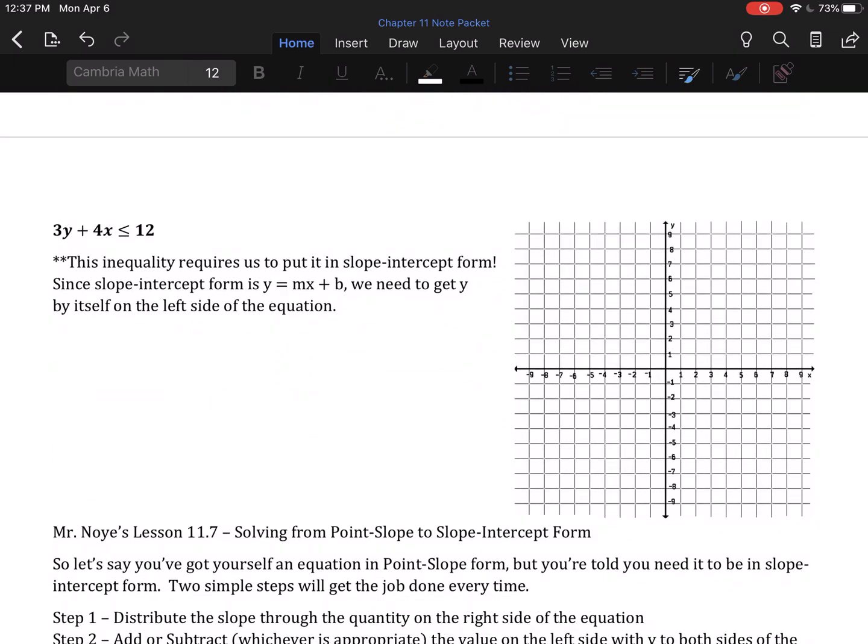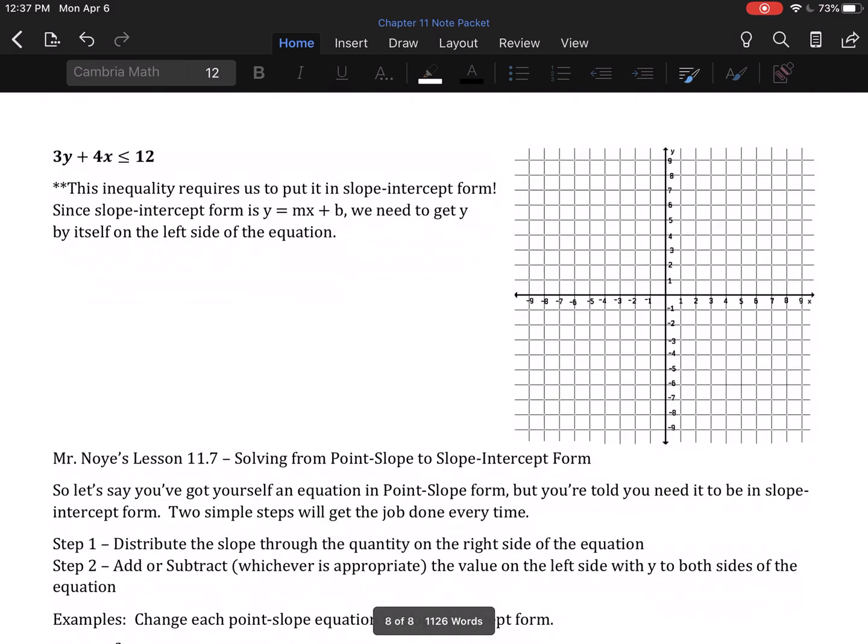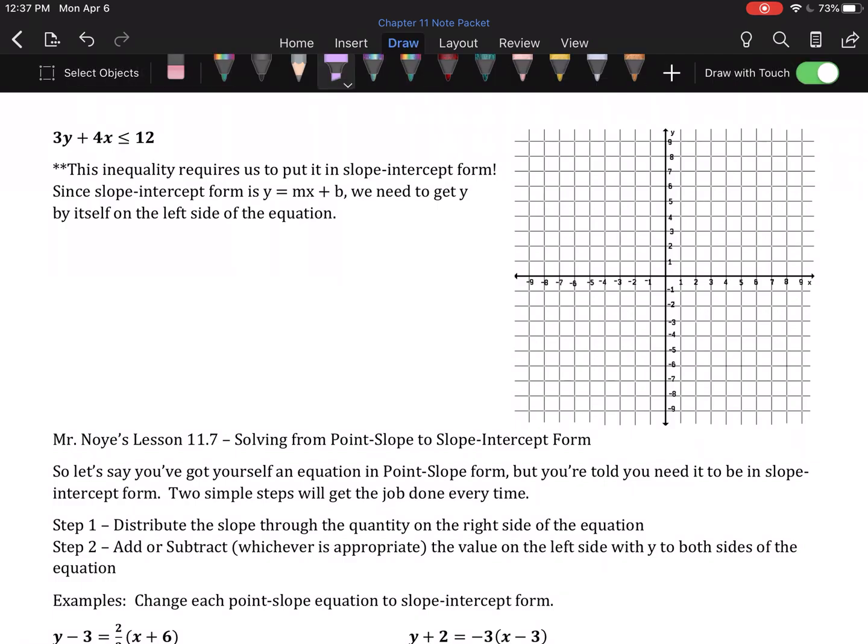Am I always going to be nice enough to put the equation or the inequalities in slope-intercept form? No, I am not. Have we already solved equations? Yes. So let me copy this. We need to put this in slope-intercept form. So we need it to be y is mx plus b. We need y by itself. So the first thing we got to do is subtract 4x from each side.